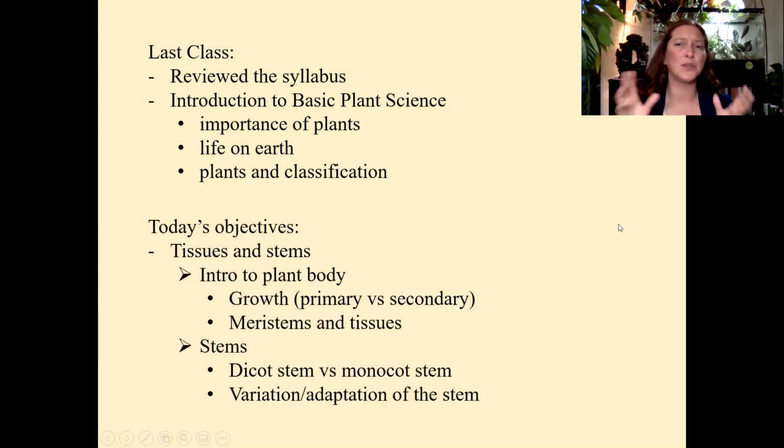And today we're going to get into a little bit more of the science of it with tissues and stems. So we're going to have a kind of crash course introduction into the plant body and what that is. And then growth, different types of growth. Plants have 2 different types of growth, primary growth and secondary growth. And then we'll talk about something called meristems and tissues. And lastly, we'll talk about different types of stems, so dicot stems versus monocot stems, and then some examples of variation and adaptation on the stem.